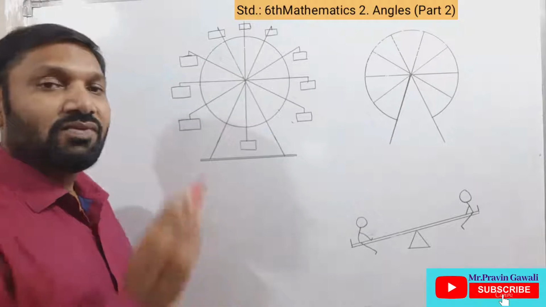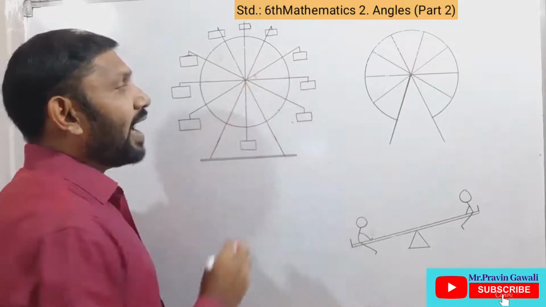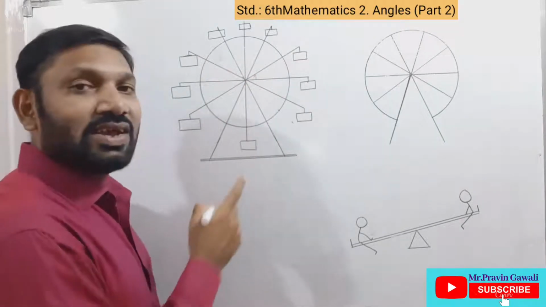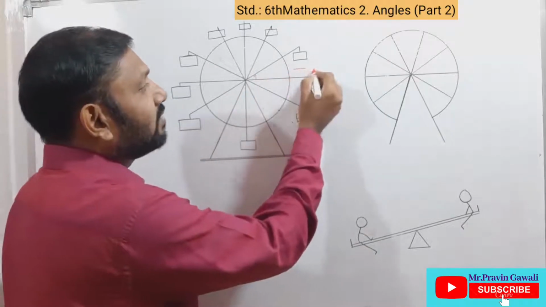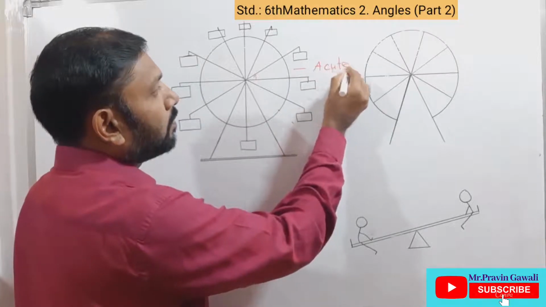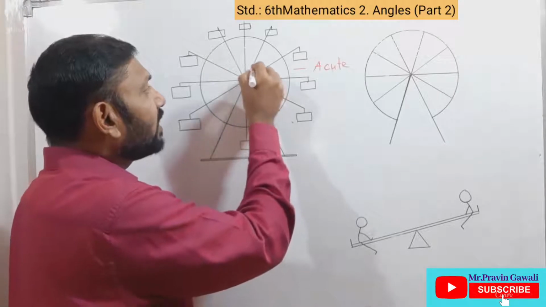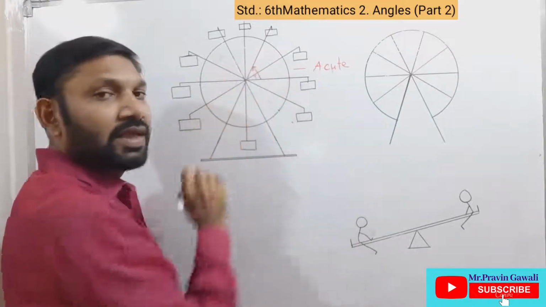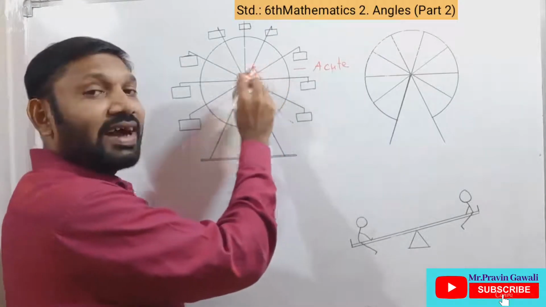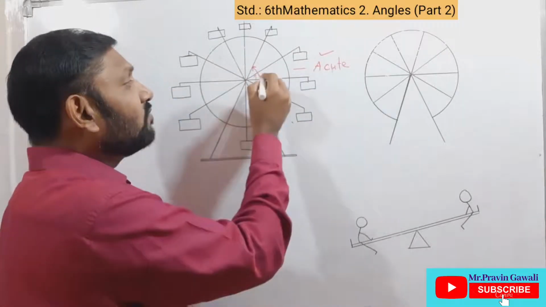See students, here we will start from here. This is definitely an acute angle. Why is it an acute angle? Because it is less than 90 degrees. Now see this one. If we move further, again we see this angle, but it is again less than 90 degrees, so it is an acute angle. Now again we will move further.